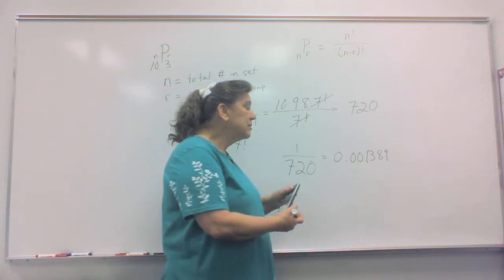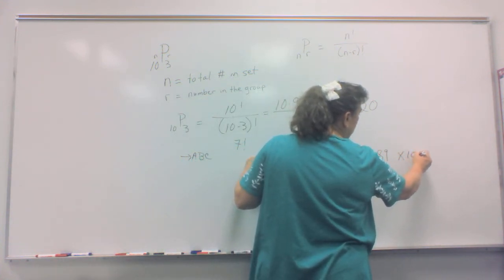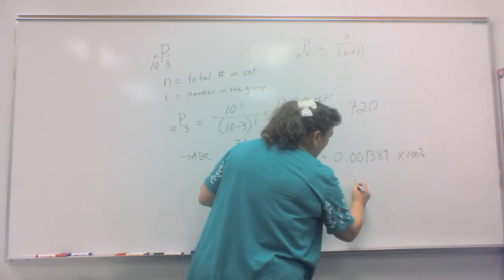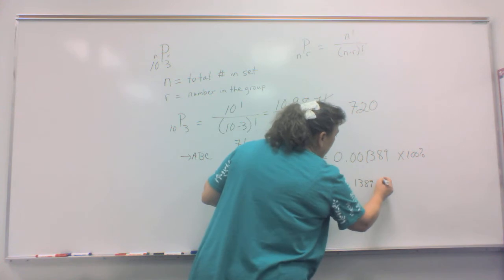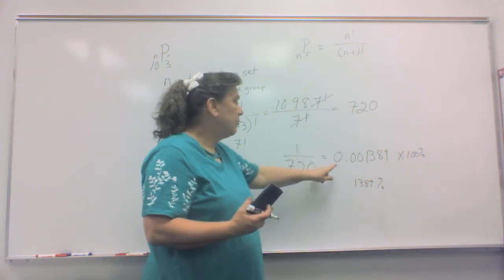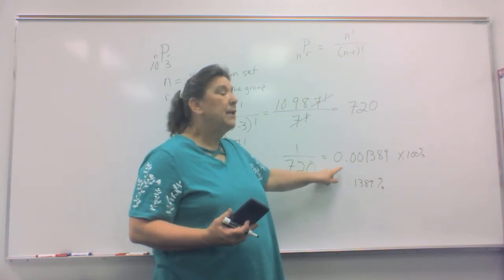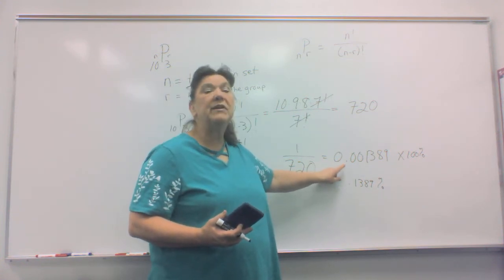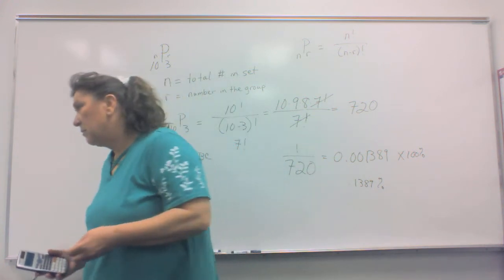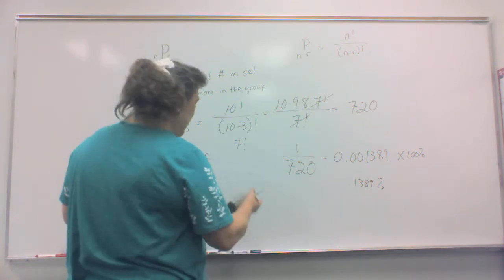Now, once in a while, they will ask you for a percentage. So if they ask you for a percent, remember changing that to percent would be multiply it by 100%, which is going to give you 0.1389%. But in the probability in our textbook, in most cases, they are requesting that you leave it as a decimal. So be sure to carry it out to a decimal place value. So that gives you some practice with permutations.